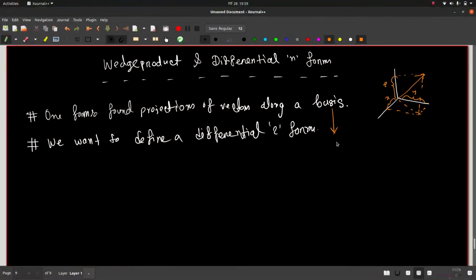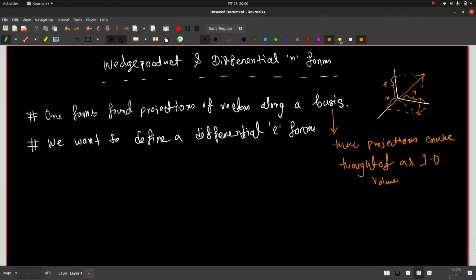So these projections can be thought of as 1D volume because you can only move to left or right. So the only dimension you get is the length, and you can think of it as a one-dimensional volume.